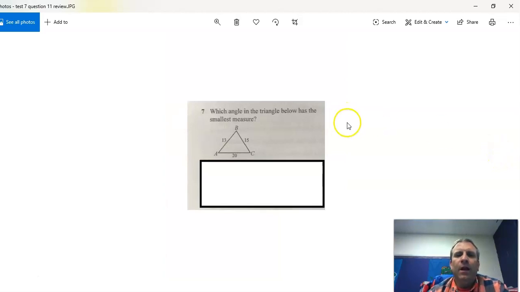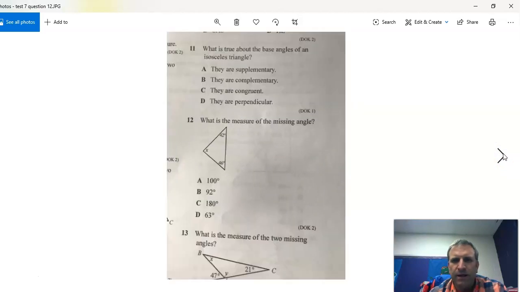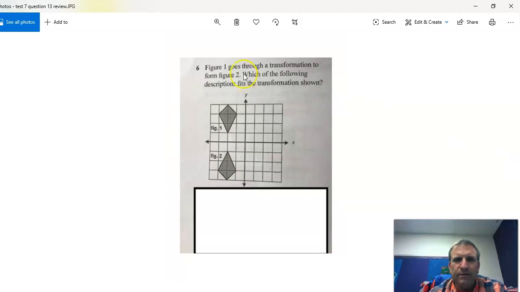Which angle has the smallest measure? And this may be on here twice. I'll try to get rid of that one. So, of course, it would be angle C. Missing angle.